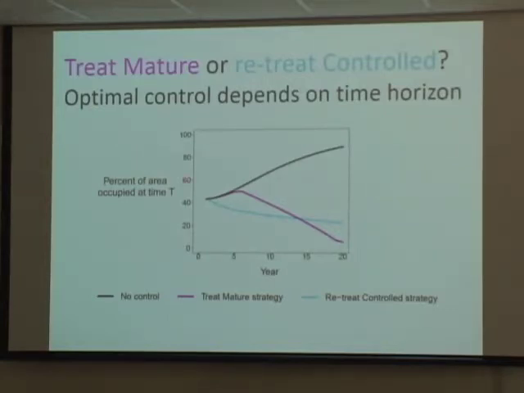The pink line is the size of the invasion if we only can treat mature, and then if we have money left over, we can retreat controlled patches, but first we're going to treat mature patches. And blue is the size of the invasion if we do the opposite, if we only retreat controlled patches, and if we happen to have money left over, we can treat some mature patches. So what we see is that there's a trade-off. It really depends on how long you are controlling for, because if you're controlling for less than 15 years, it's better to retreat controlled, but for greater than 15 years, it's better to treat mature.